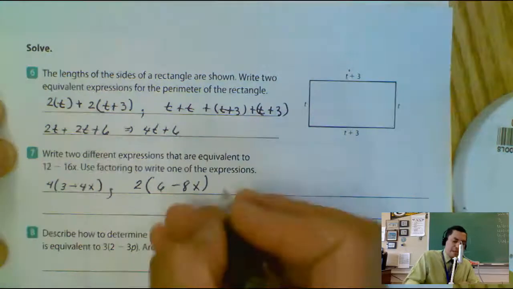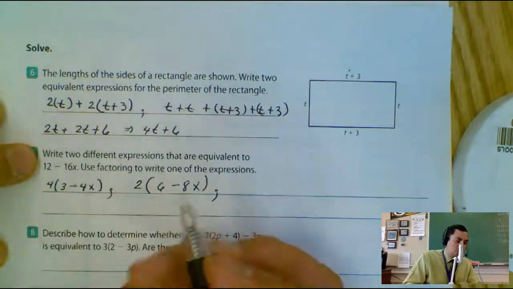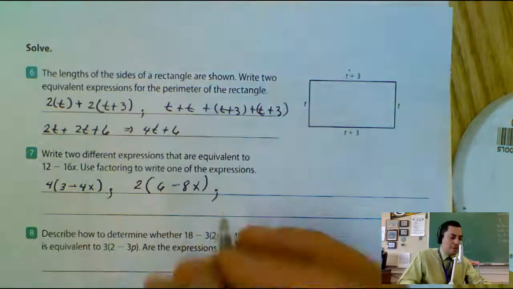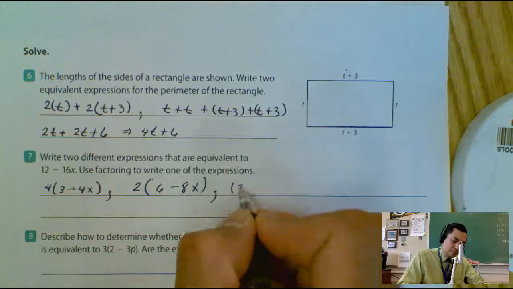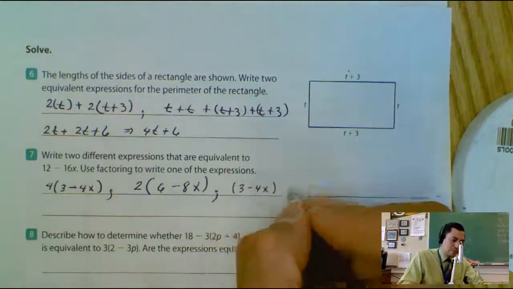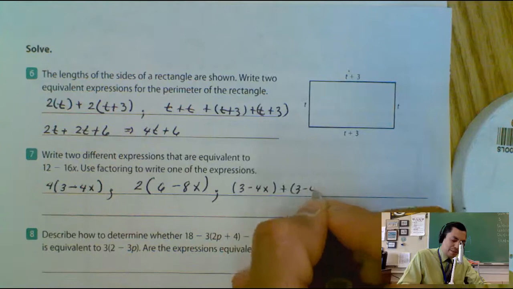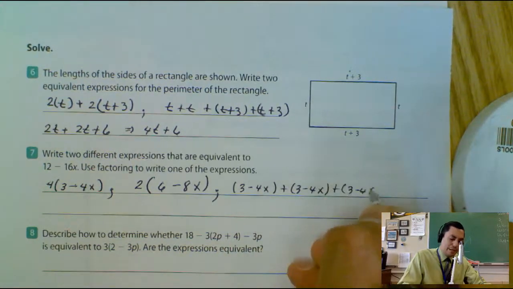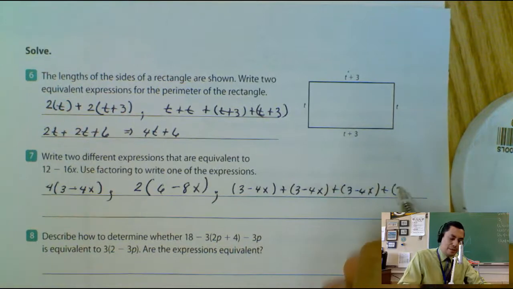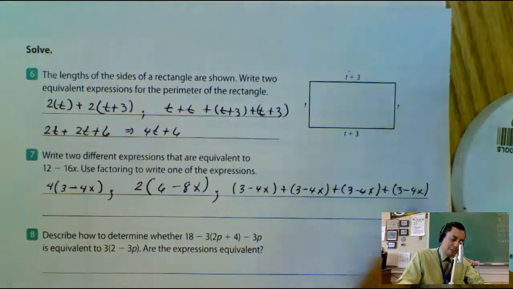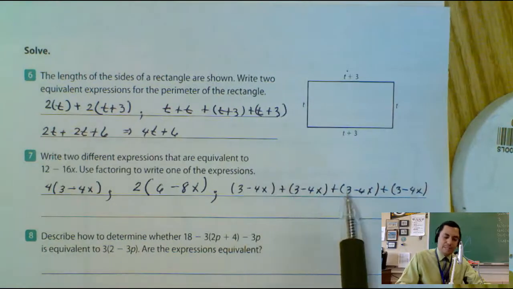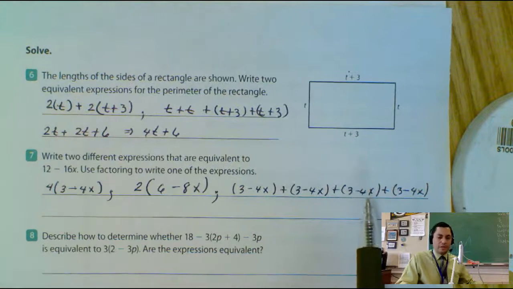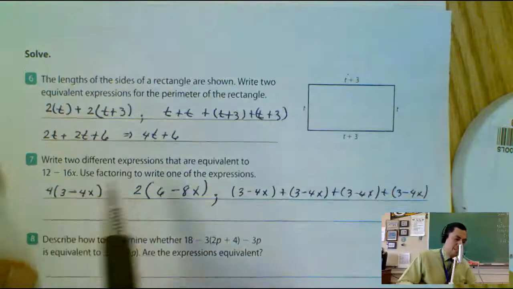Can I do another one? Yes. In this case, I'm going to have 3 minus 4x plus 3 minus 4x plus 3 minus 4x plus 3 minus 4x. And in that one, 3 plus 3 is 6, plus 3 is 9, plus 3 equals 12, and 4 times negative 4x will give you negative 16x.